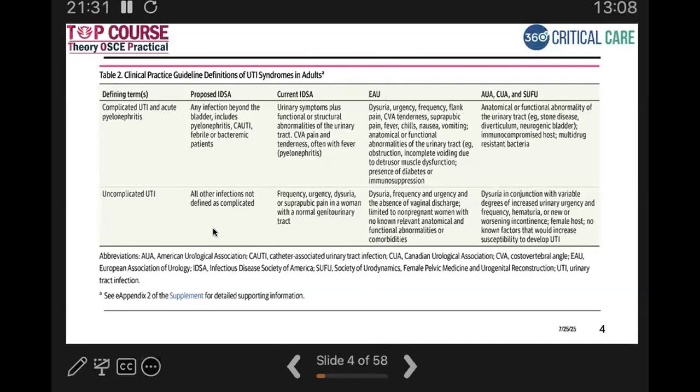In 2025, okay, the recent guidelines says uncomplicated UTI means any infection that is narrowed down to the bladder, and complicated UTI means any infection beyond the bladder. An uncomplicated urinary tract infection can occur in male also, not only in women, it can occur in male also. Okay. I hope the definition is clear.